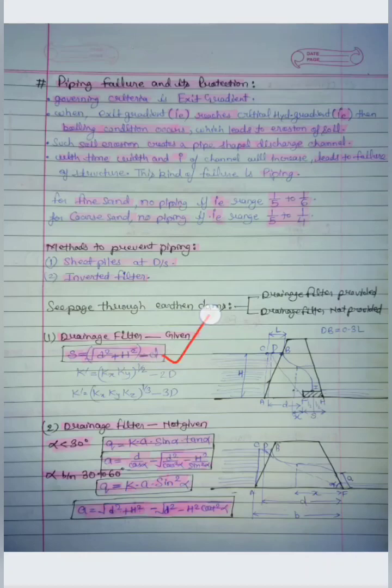Also we have already discussed that in the case of 2D, the equivalent K value will be found by Kx into Ky whole power 1 by 2, and in case of 3D, Kx into Ky into Kz whole power 1 by 3. Now the second condition is when drainage filter is not given.